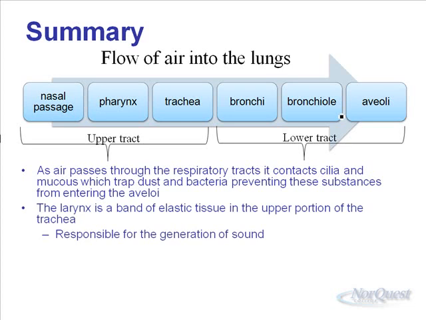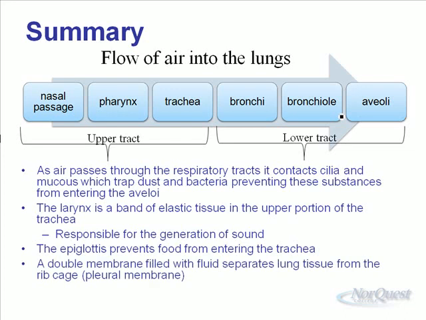We should know that the larynx is a band of elastic tissue responsible for sound generation. It's found in our trachea. The epiglottis is that thing that prevents food from entering our trachea and air from entering our stomach. That double membrane that separates our lung tissue from the surrounding rib cage is called the pleural membrane. And this is really, in terms of structures, what we need to know for our respiratory system. In the next lecture, we're going to go through the mechanics of breathing, and that will take us a little more time.